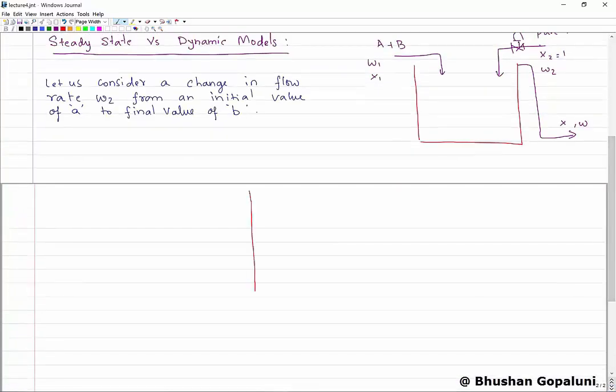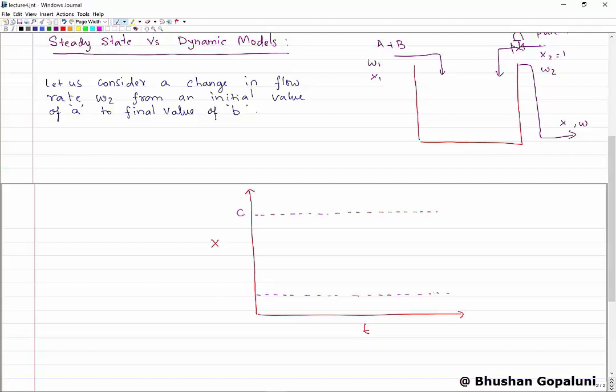Now the question that we want to pose is, for that particular change in the inlet flow rate of pure A, how is the exit concentration X going to change? One thing we can be certain of is that the initial concentration in the exit stream, D, is going to move to a new concentration, C, eventually after a certain time. But we don't know as of now whether that change is going to be smooth, if it's going to be oscillatory, or if it's going to be instantaneous.